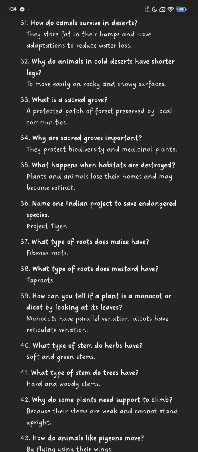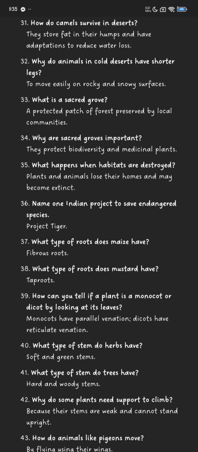Name one Indian project to save endangered species. Project Tiger. What type of roots does maize have? Fibrous roots. What type of roots does mustard have? Tap roots. How can you tell if a plant is a monocot or dicot by looking at its leaves? Monocots have parallel venation, dicots have reticulate venation.